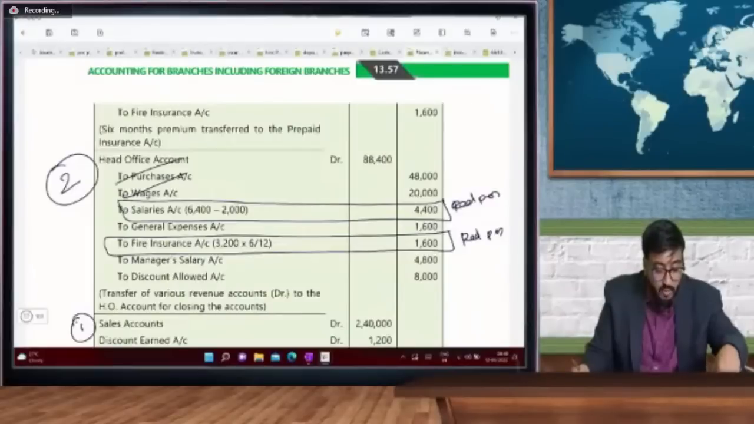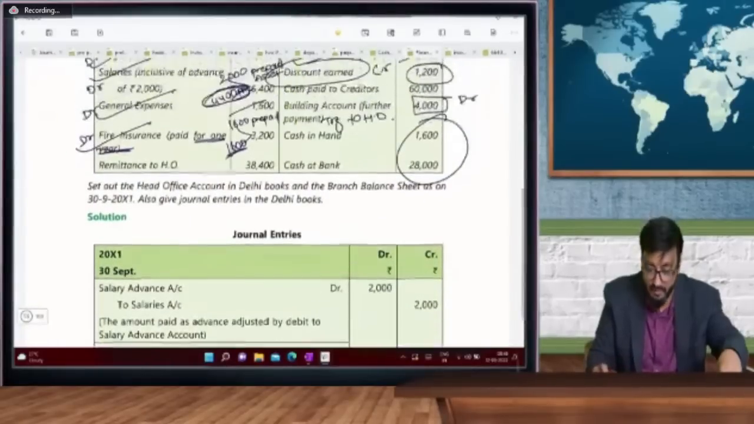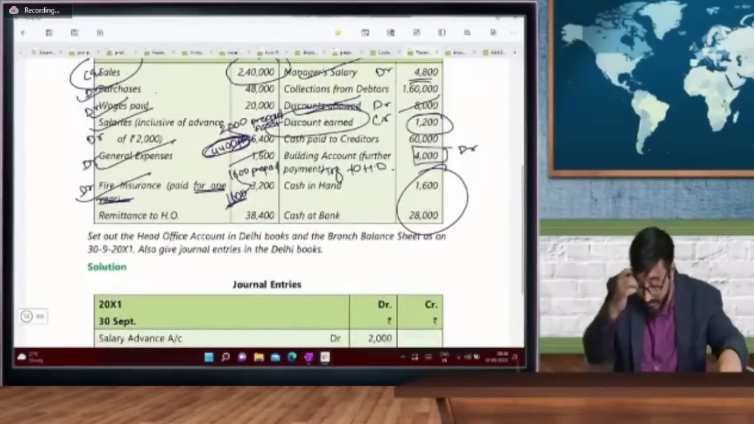Matanjali ji, don't transfer all items. Which items are you not going to transfer? Except current assets and current liabilities, you are not going to transfer, beta. Why are you transferring all entries? Which items are you going to transfer? Except current assets and current liabilities. Now this is the red pen entry.